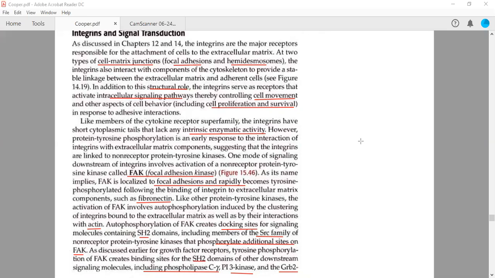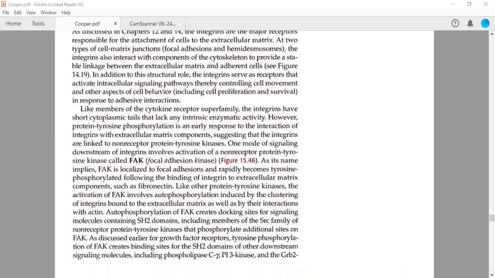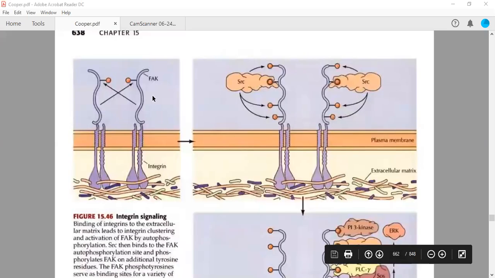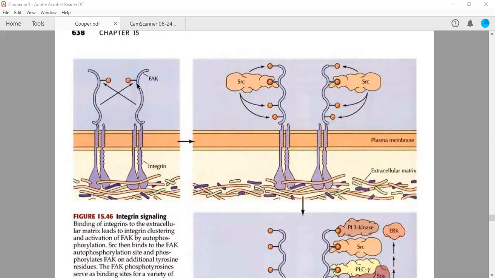Now I will move you to the next page where it is shown clearly. Okay, so see here, these are focal adhesion kinases and these are integrins. These are intracellular kinases. They are interacting with the integrins, and this is the extracellular matrix. They will phosphorylate each other on tyrosine residues. Then these phosphotyrosine residues will create a binding site for the downstream molecules, which will also phosphorylate additional sites of these kinases itself.